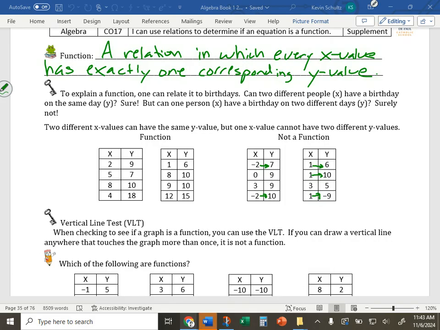Whereas the function tables over on the left side here, when x is 2, y is 9. X is 5, y is 7, x is 8, y is 10, x is 4, y is 18. Every x value has only one corresponding y. Same thing here. When x is 1, y is 6, x is 8, y is 10, x is 9, y is 10, x is 12, y is 15. Every x has only one corresponding y. It's okay, right here, that this y repeats itself, because we're focusing on the x values and the corresponding y's.